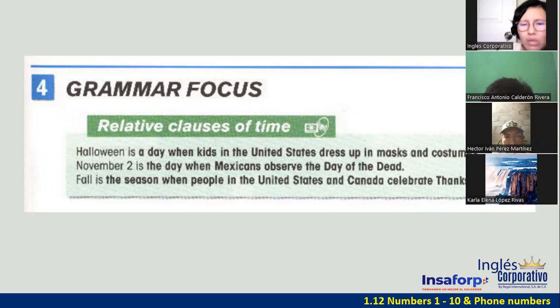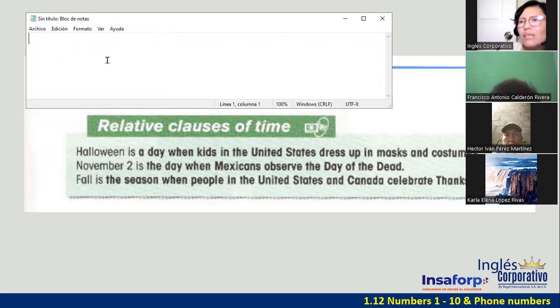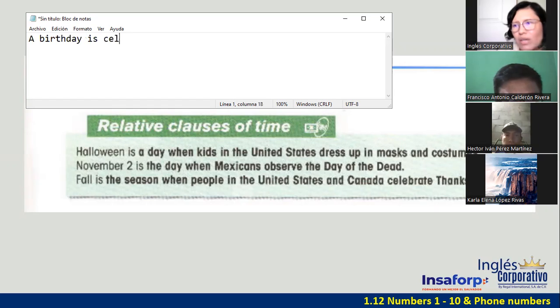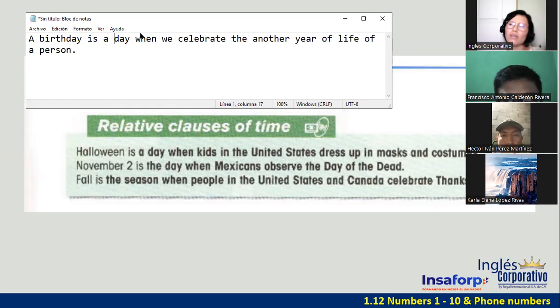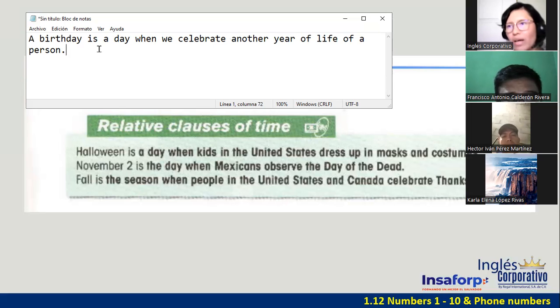Now, how can we make some examples using this type of relative clauses, okay? So, generally, we're going to find them like this. Now, if I tell you guys, what is a birthday? A birthday is a day when we celebrate another year of life of a person, right? A friend, a relative, etc. Okay, so that is a birthday.